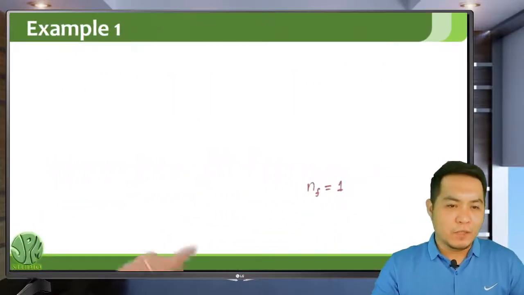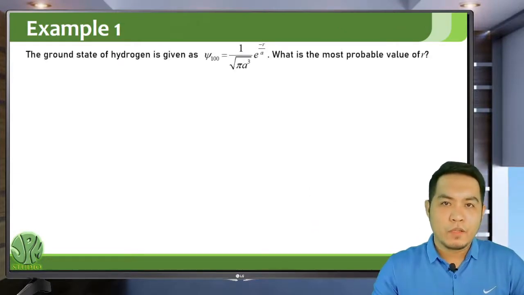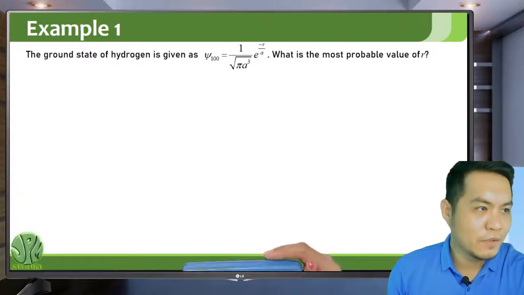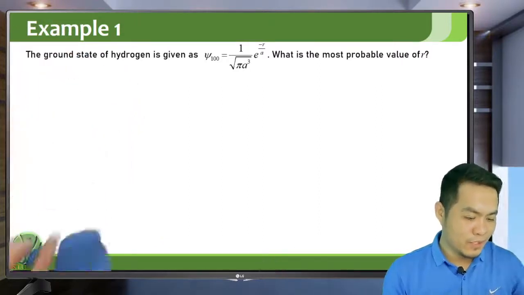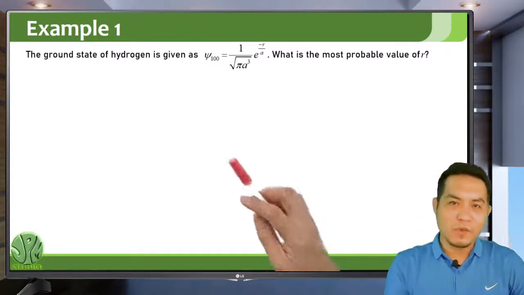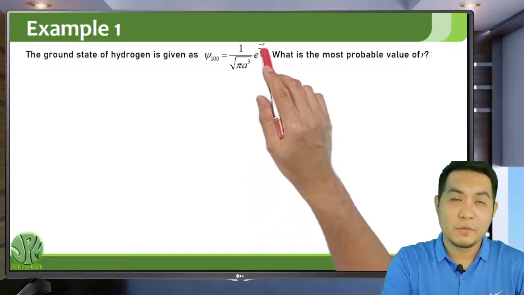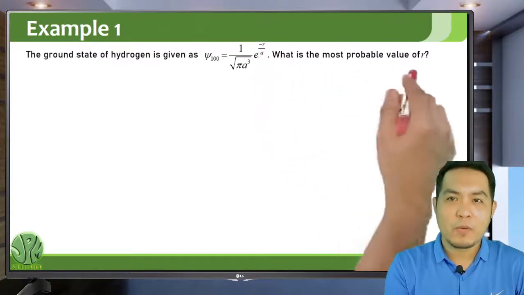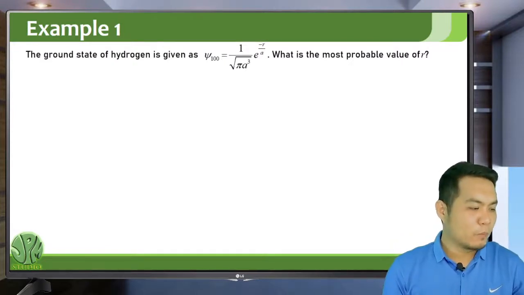So let's now have an example. First example. The ground state of hydrogen is given as this. If you are interested in how this is obtained, then consult our textbook. So this is the ground state of hydrogen. You will notice that it's only a function of r. It's independent of the angular components, theta and phi. So what is the most probable value of r?